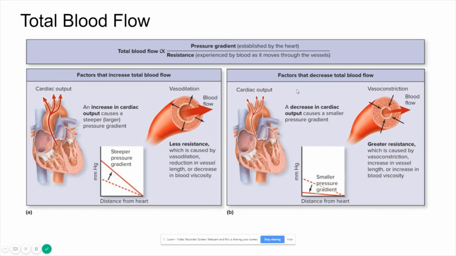Okay, on the other hand, the things that are going to decrease blood flow include a decrease in cardiac output. This means you're lowering heart rate, or you're lowering the force of contraction, as well as vasoconstriction, which is going to provide greater resistance to blood flow.